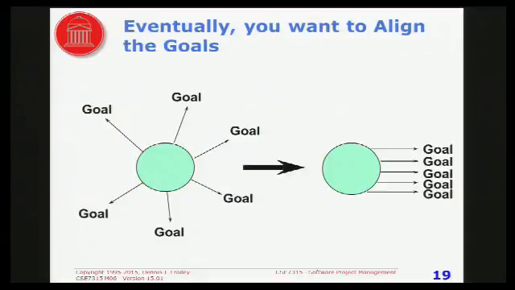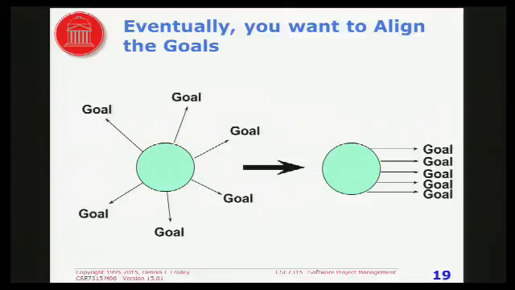This is a diagram. On the left is sometimes the scenario you face when you first get involved with the project. There are all these different customers, all these different people who think they know what you're supposed to do, and they all have different opinions. And you're the green dot. And all those little arrows are the customers pulling you in different directions.